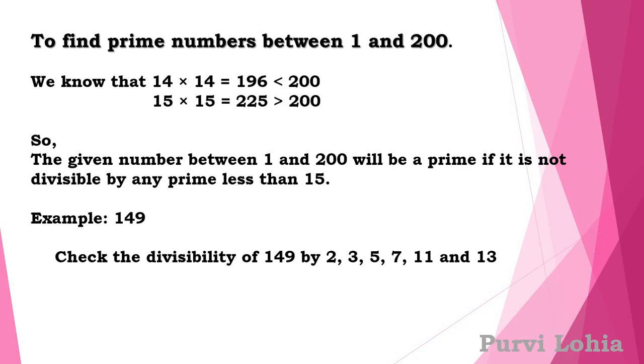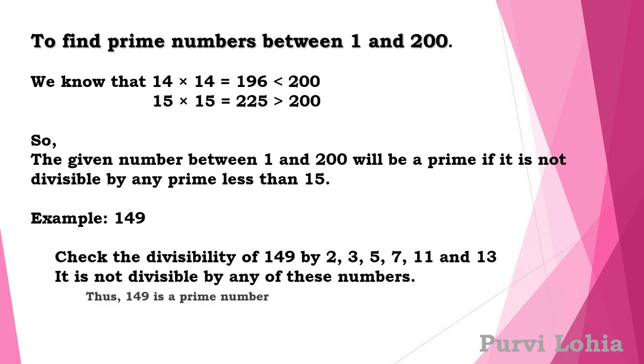I'm sure not by 2 because it is an odd number, not by 3 because the sum of digits is not divisible by 3, not by 5 because the units place digit is not 0 or 5, not by 7 either, not by 11 because 10 minus 4 is 6 which is not divisible by 11, not by 13 either. So it is not divisible by any of these numbers. So 149 is a prime number.